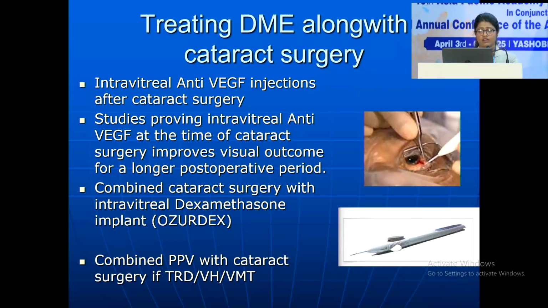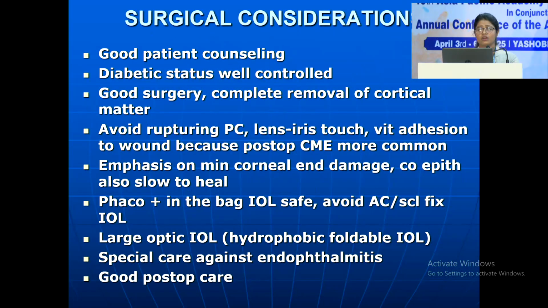Treating DME along with cataract surgery required intravitreal anti-VEGF injection after cataract surgery. Studies prove that intravitreal anti-VEGF at the time of cataract surgery improves visual outcome for a longer post-operative period. Another option is combined cataract surgery with intravitreal dexamethasone implant. Combine PPV with cataract surgery if TRD, VH or VMT is there.